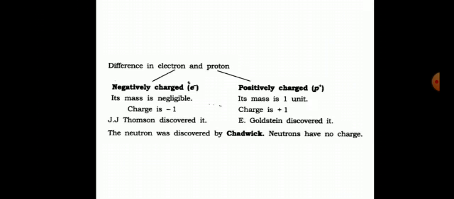Let us revise again. Negative charge is possessed by the electron, positive charge is possessed by the proton, and neutrons carry no charge. So we have discussed work done by J.J. Thomson and Ernest Rutherford. We will discuss a few questions in the next video.